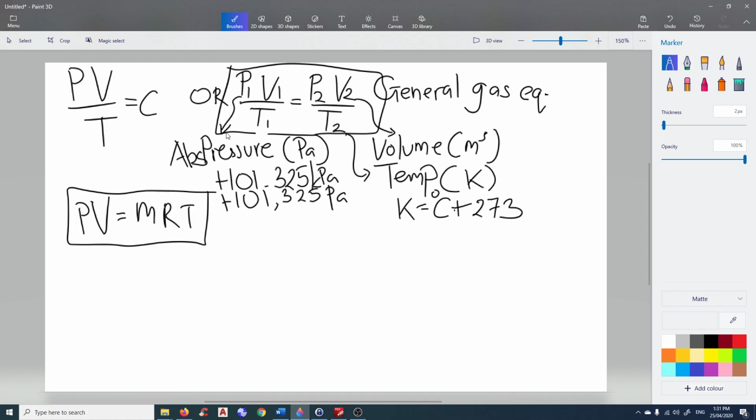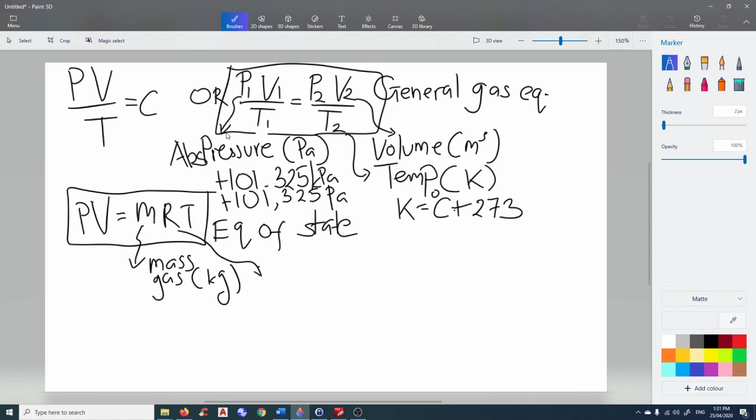So this is what we call equation of state. As before, P stands for pressure, V for volume, T for temperature, M here stands for mass of the gas, and the unit is kilogram. The R here stands for gas constant, and the unit is joule per kilogram Kelvin.